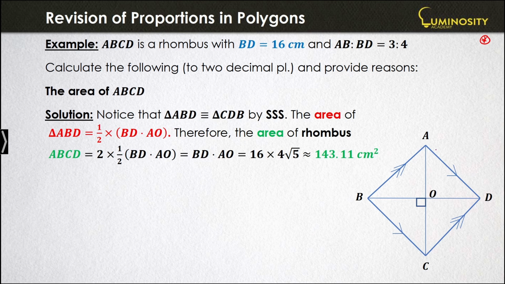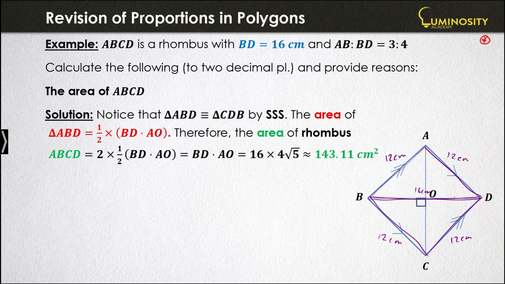Lastly, what is the area of the rhombus ABCD? So let's notice something. If we look at triangle ABD, this one here, then that's going to be congruent to triangle CDB by side, side, side, because this is 12 centimeters, and 16 centimeters, and the same thing here, 12 centimeters, 12 centimeters. So we have a congruency. Therefore the area of the total rhombus is going to be just the area of one of the triangles multiplied by 2. So let's look at the area of triangle ABD.